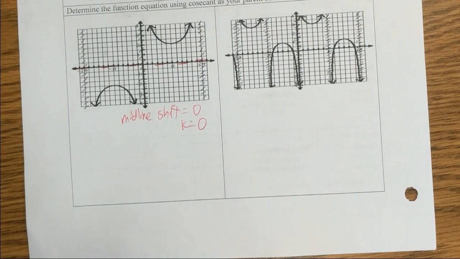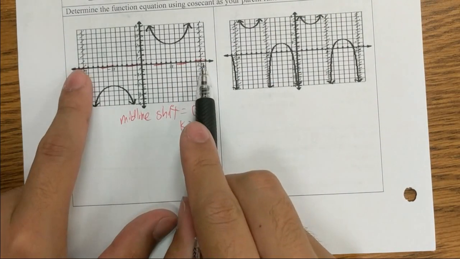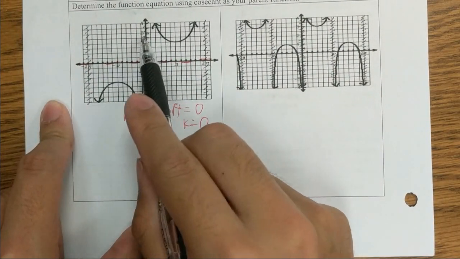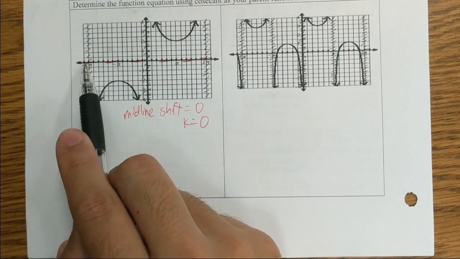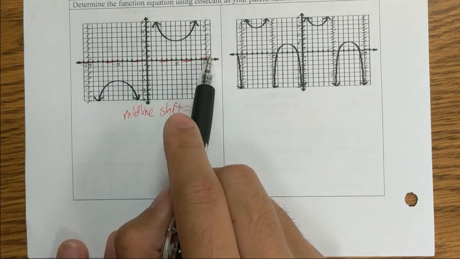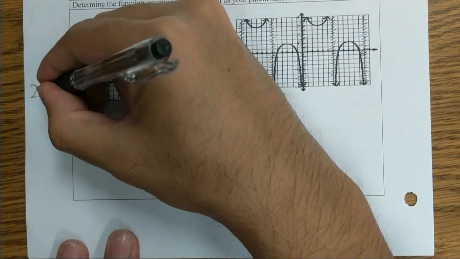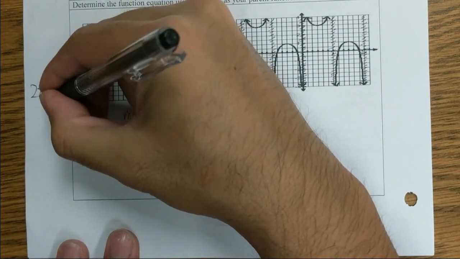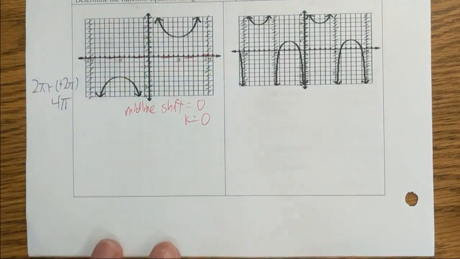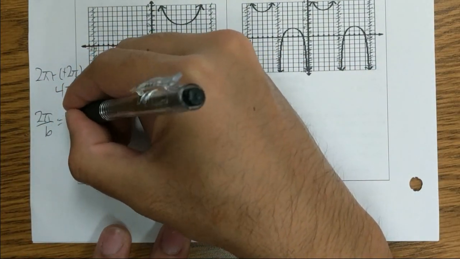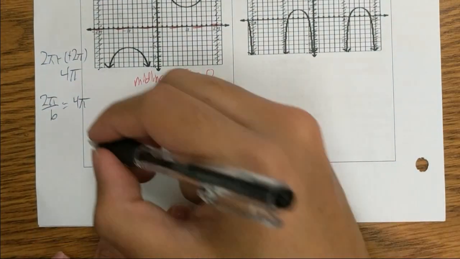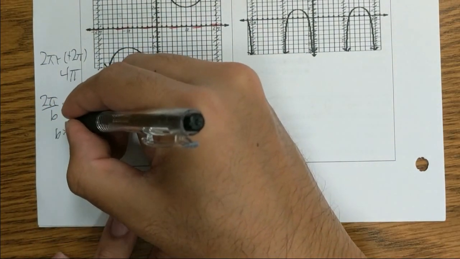Okay, how about the period? So remember, this whole thing is one period. We need to include both the upward and downward facing portions. So this period goes from negative 2 pi to 2 pi. So that means the period is 4 pi. And because the period is 4 pi, and that has to equal 2 pi over b, that means that b must equal 1/2.